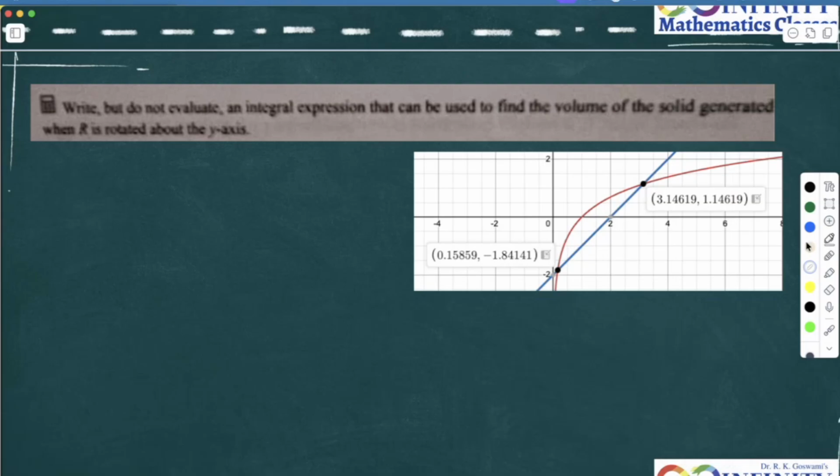When you rotate about the y-axis, this time I will be looking for the horizontal strip. Okay, so in this case, I need my capital R(y) and small r(y). This line was y equals x minus 2. If I'm not incorrect, the value of x is going to be y plus 2. So the right side is y plus 2. Am I right?